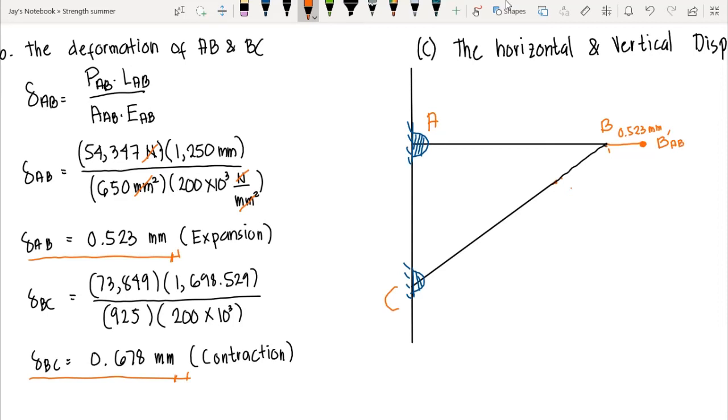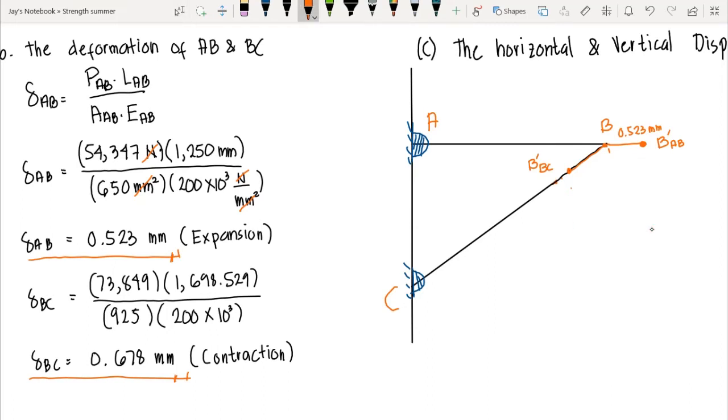Okay? Now, for member BC, we know that our member contracts. So therefore, our position of B here would be in this position. Okay? So let's say this is B prime. That is the movement of B relative to BC. Okay? However, the final position of B will not be along these two axes. So our B here will move. Our B here will move here.